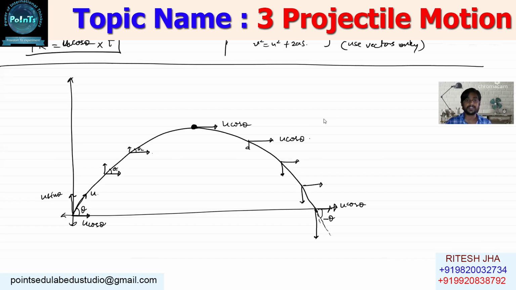That is if it is at the same level. This is the standard projectile that you observe. This is the standard type of projectile motion, where it hits the same level.